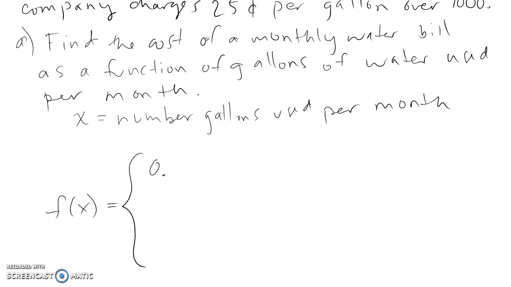So if they're going to charge 5 cents per gallon at the beginning for up to 500 gallons, we can express that as 0.05, that's 5 cents, times the number of gallons for the whole bill. And that's the case if x is between 0 and, the word problem told us, including 500 gallons. So any amount of water used between 0 and 500 gallons is going to get charged at 0.05 times that number of gallons.